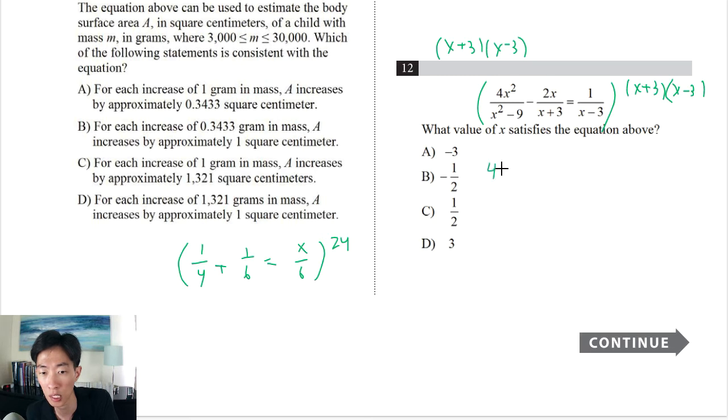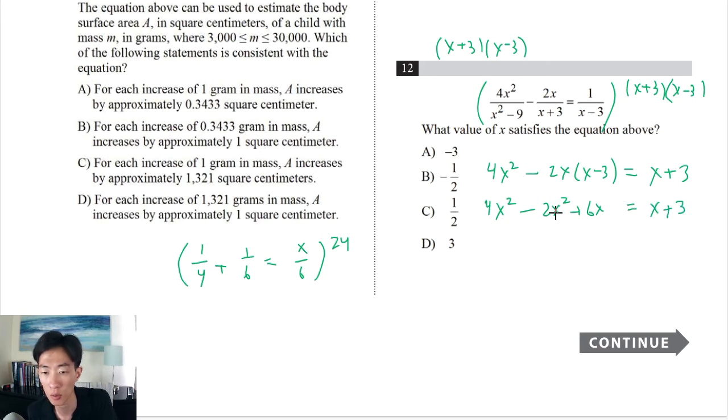We're going to be left with 4x squared minus, in the second term, x plus 3 is going to divide out, so we're really multiplying 2x times x minus 3. That's going to equal, in the third term, x minus 3 divides out, so it's 1 times x plus 3, which is just x plus 3. So now the algebra is much easier. We have 4x squared minus 2x times x, which is 2x squared, plus 6x is equal to x plus 3.